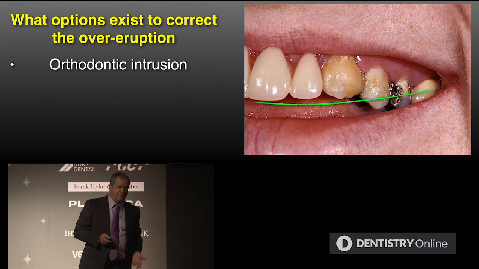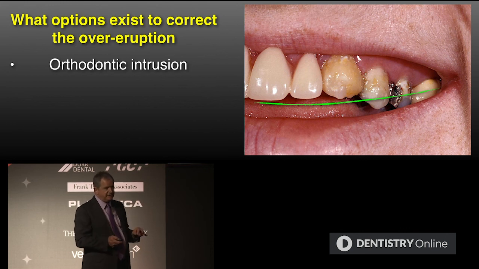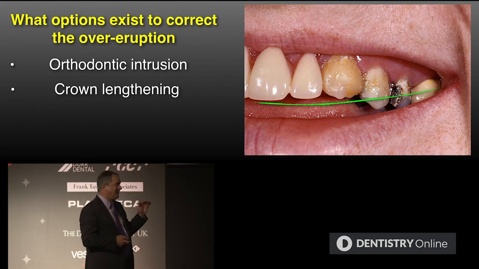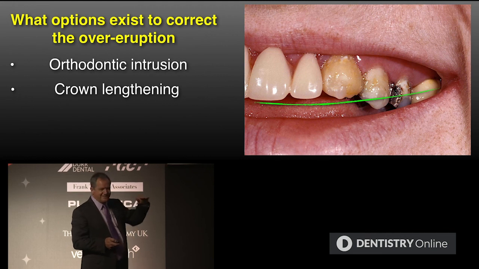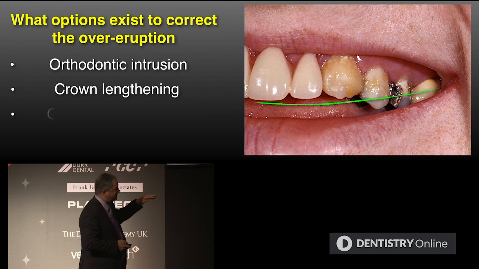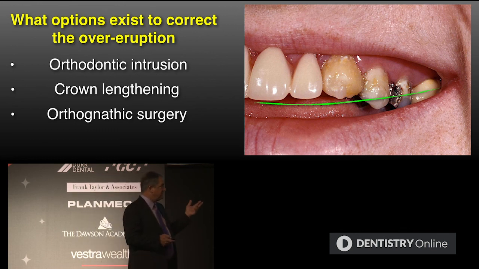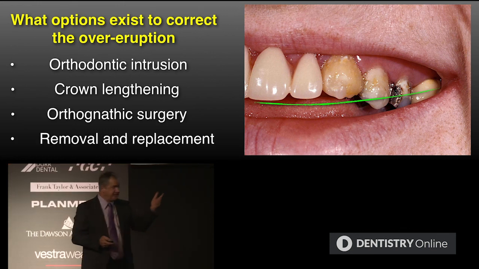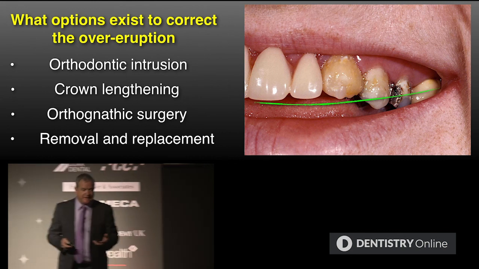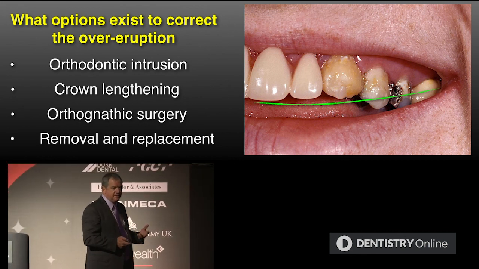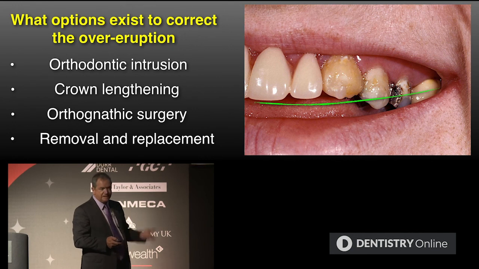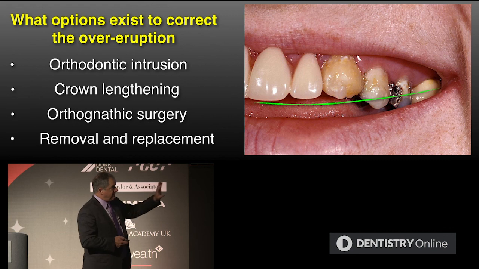We can use mini implants. We can intrude those teeth. Boom, done deal. Crown lengthening: I don't think her roots are nearly that long that you're going to crown lengthen the bicuspids and the molars to that level. Orthognathic surgery, maybe. Remove those teeth and replace them. If the teeth really were in bad shape, yeah, I would consider that. Again, you got things to worry about like sinuses and where can you put the implants, etc. For me, in her case, orthodontic intrusion by far makes the most sense.